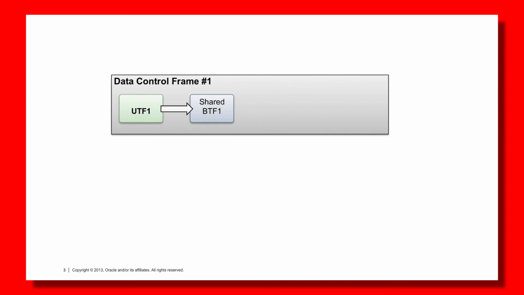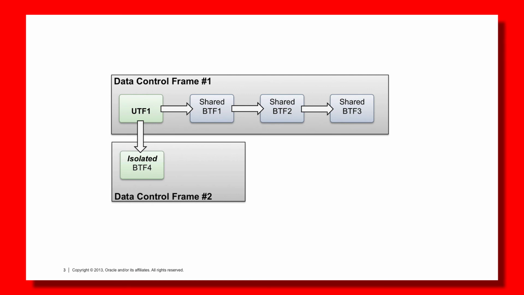In turn, BTF1 may call other bounded task flows, and there might be a whole series of them. And as long as those bounded task flows specify a shared data control scope, they are always going to, in this example of this application, join data control frame 1. Now, at some point in this particular example, let's say the unbounded task flow is configured to call another bounded task flow number 4. Now, in this particular example, bounded task flow number 4 is not configured with a shared data control scope, but rather it's configured with an isolated data control scope.